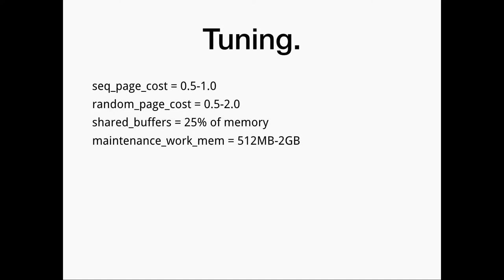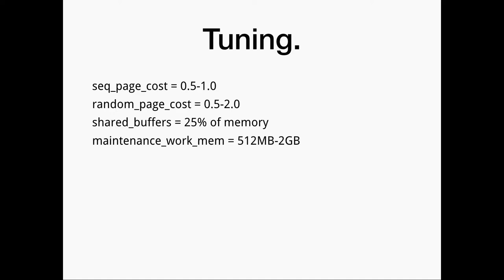So tuning, okay, well, you just play with the numbers. Sequential page cost, 0.5 to 1. Random page cost, 0.5 to 2. If you're running on RDS, just set random page cost to 1.1, because there's no such thing as sequential access on EBS, because you're mixing it up with like 5,000 other clients on this giant SAN. And again, these are not super sensitive parameters.